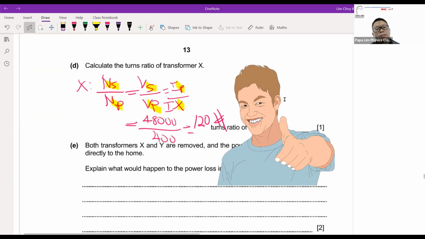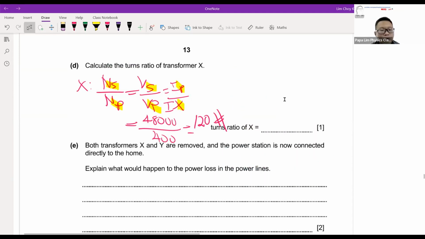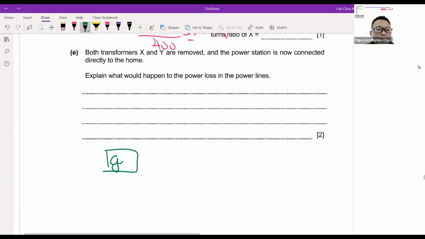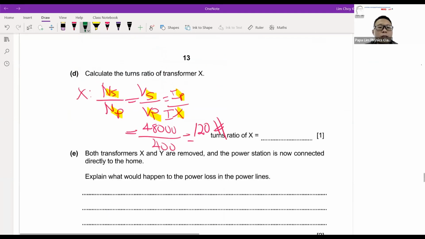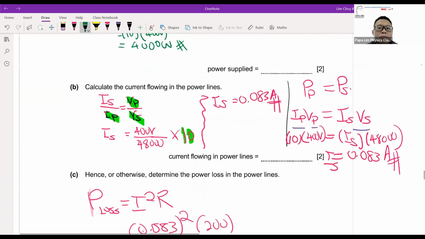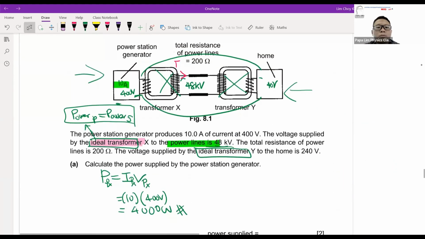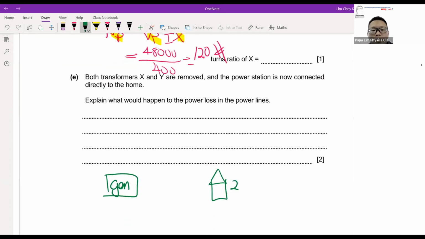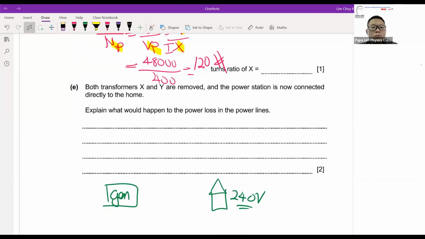Now, both transformer X and Y are removed, and the power station is now connected directly to the home, where the generator is here. The voltage set up is 400 volts and 240 volts. If I connect directly to the home, the home needs 240 volts, which means I can no longer transmit at high voltages. I cannot transmit at 48 kilovolts. If I connect directly, I have to transmit at 240 volts.